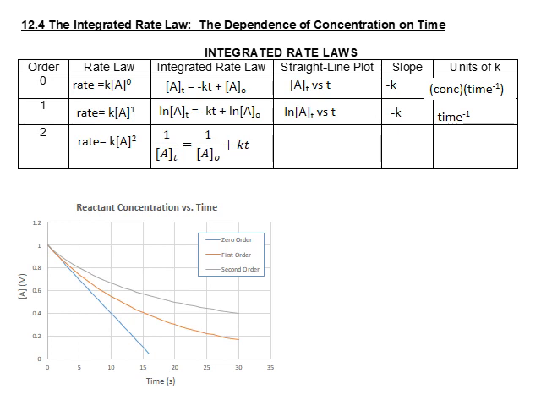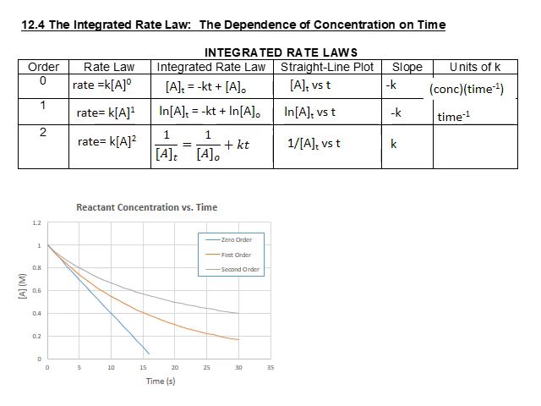We can now complete the rest of our table. What type of plot will give us a straight line for a second-order reaction? We've just seen that a plot of 1 over the concentration of A versus time should give us a straight line. The slope of that line was equal to k.